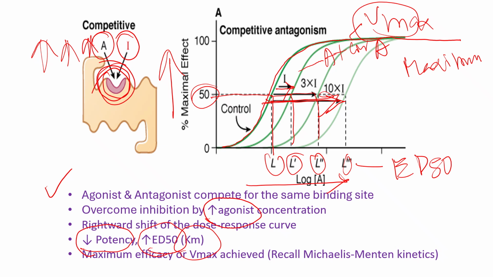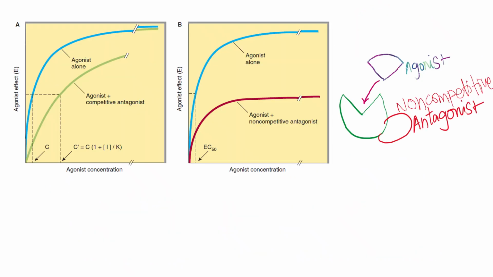So what's the take-home message? The competitive antagonist and agonist compete for the same binding site, and competitive antagonism can be overcome by increasing agonist concentration. The dose response curve shifts rightwards. Potency is decreasing as Km increases, and maximum efficacy does not change. Maximum efficacy is achieved by increasing concentration. Same thing here, you can see this is the Michaelis-Menten equation. Here you can see the maximum efficacy is achieved in competitive antagonism.